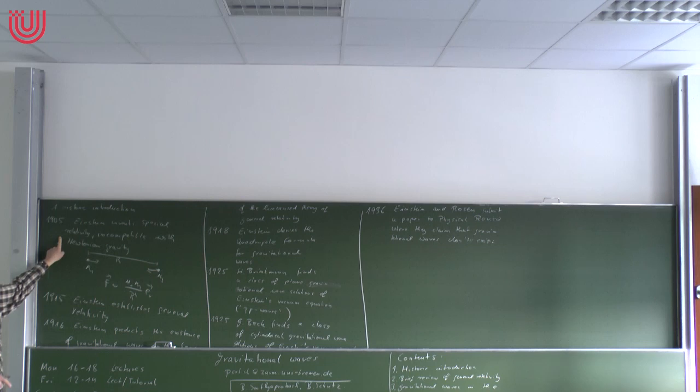He was not known in the community. He was working for a patent office in Switzerland. He was not at a big university, at a well-known institute. So he sent this paper. Max Planck got it onto his table and onto his desk.